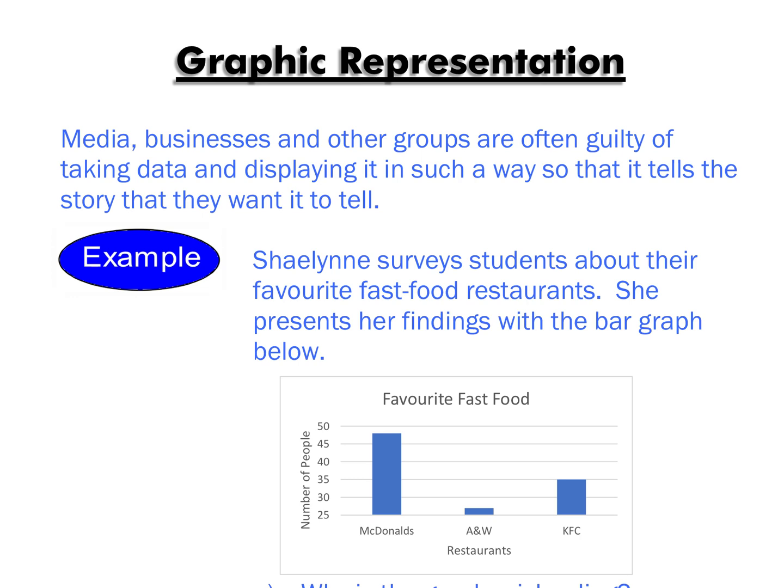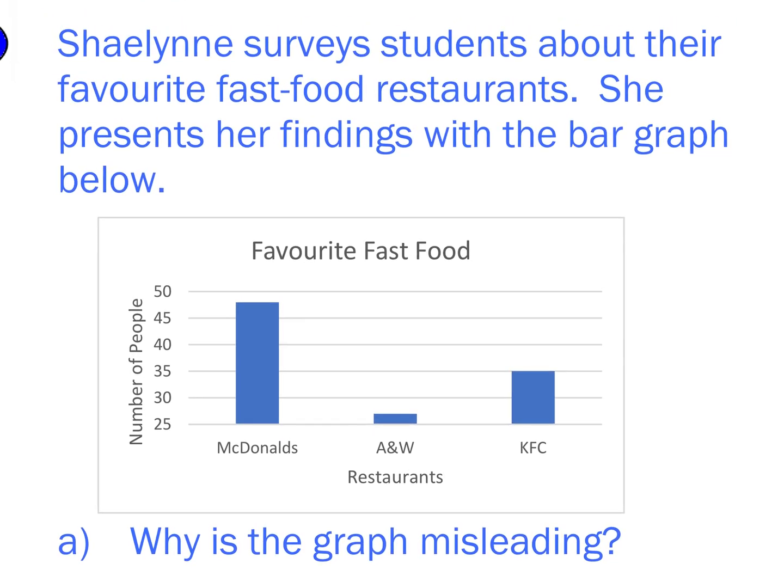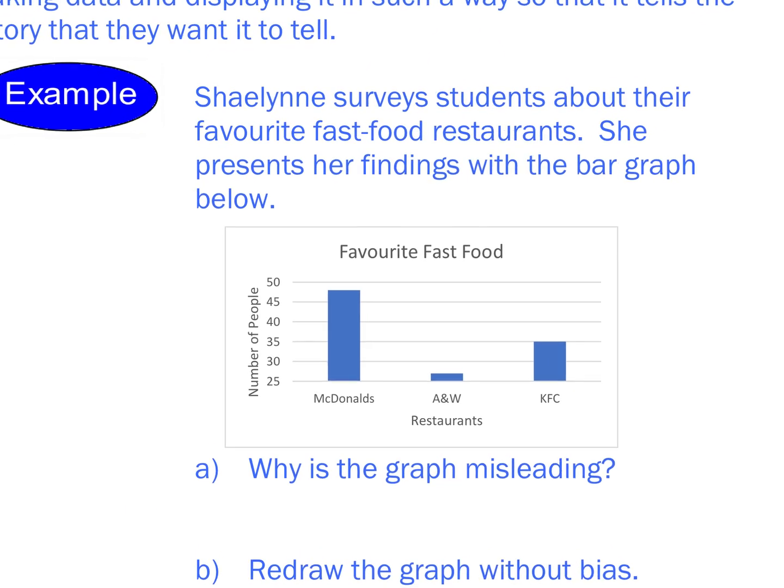Shaylin surveys students about their favorite fast food restaurants. She presents her findings with the bar graph below. Now, of course, when we take a look at this bar graph, we would assume that nobody liked A&W. Very like only a small number of people liked A&W. A medium amount like KFC, and a huge amount like McDonald's. Now, is that true based on what the numbers are? No. The numbers are a lot closer than the graph would make it look like.